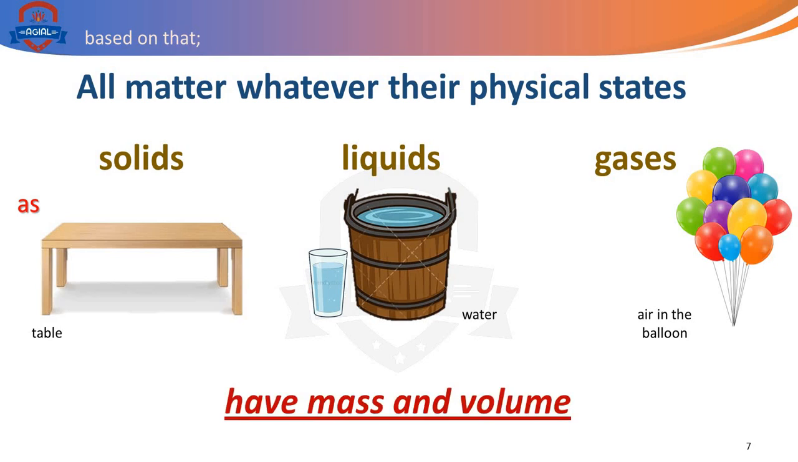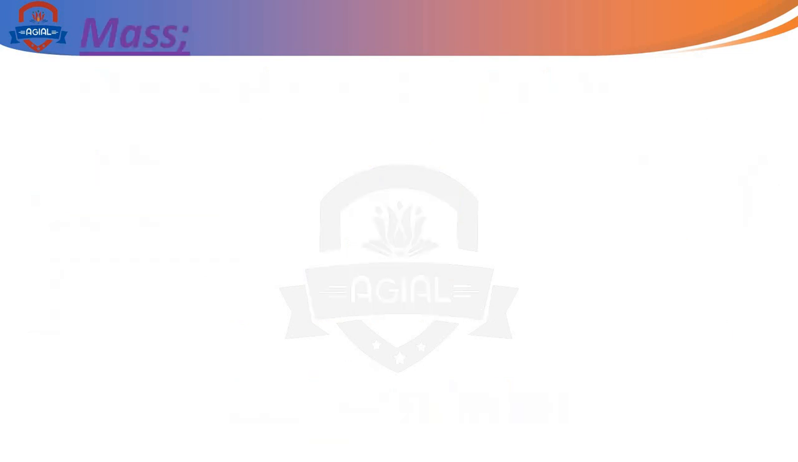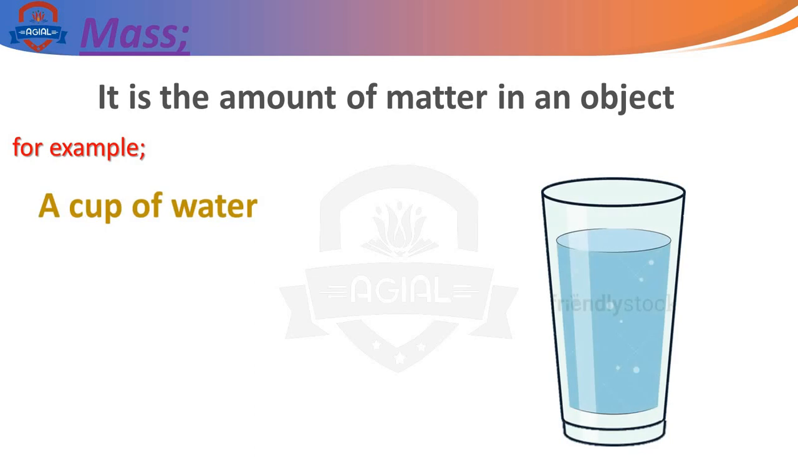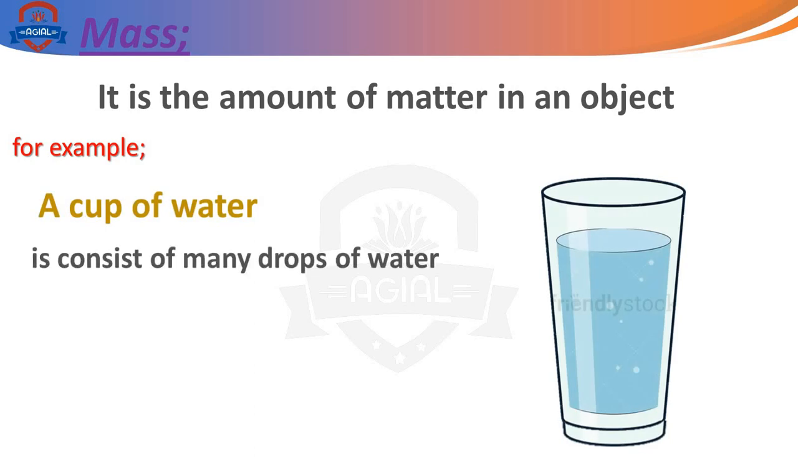In this lesson, we will talk about something called mass. What is the meaning of mass? Mass is the amount of matter in an object. Let's see an example. A cup of water. It consists of many drops of water.